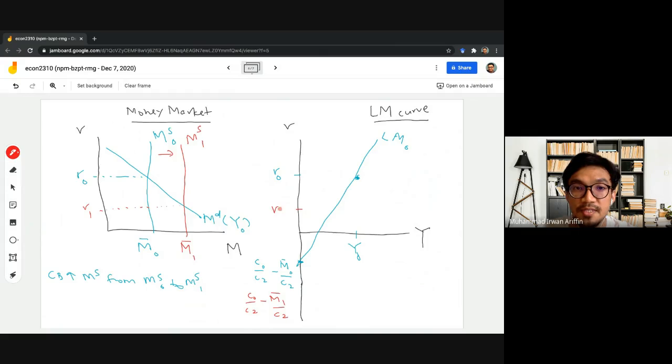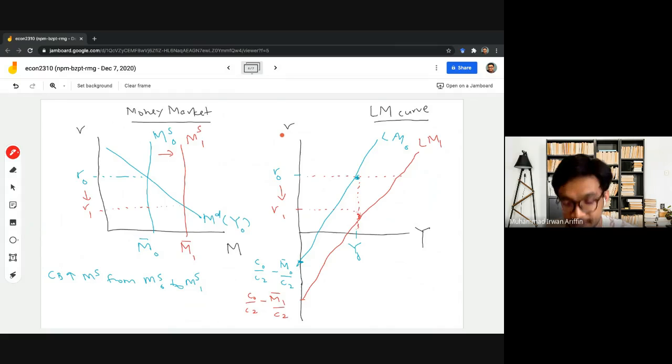So this is for the corresponding new interest rate. This is the new intercept, and let's say the slope doesn't change, and this is the new LM curve. As we can see now, at the old interest rate, there is a pressure for the interest rate to go down to R1, and since the income level remains the same, this should be on the new LM curve, where our Y, our income level, would simply remain the same.